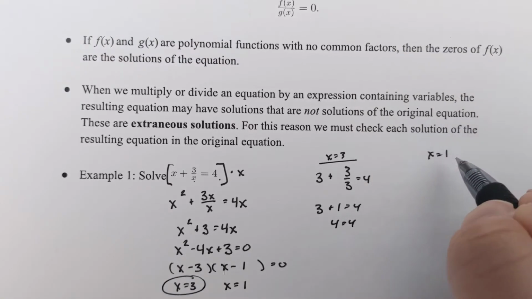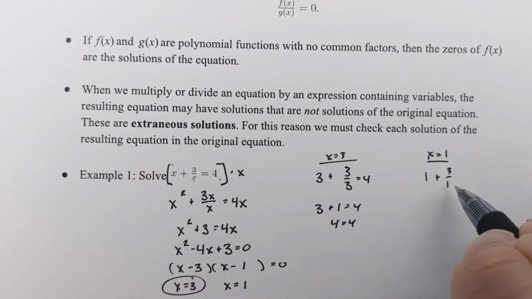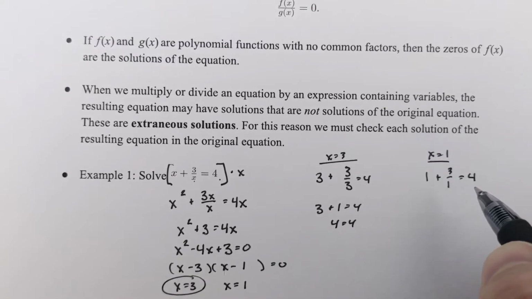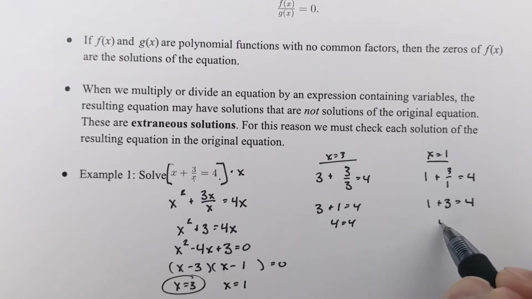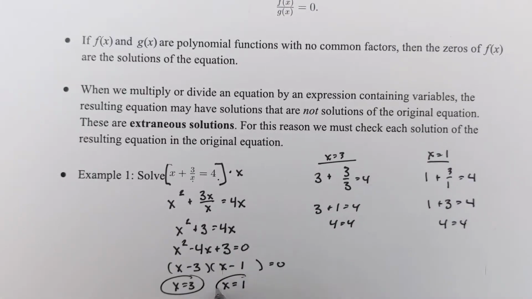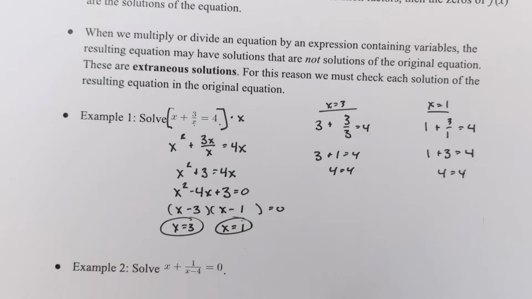I have to check x equals 1, which becomes 1 plus 3 over 1 equals 4. So 1 plus 3 equals 4, 4 equals 4. So this one is also valid. So both solutions in this case worked. That will not necessarily always be the case.